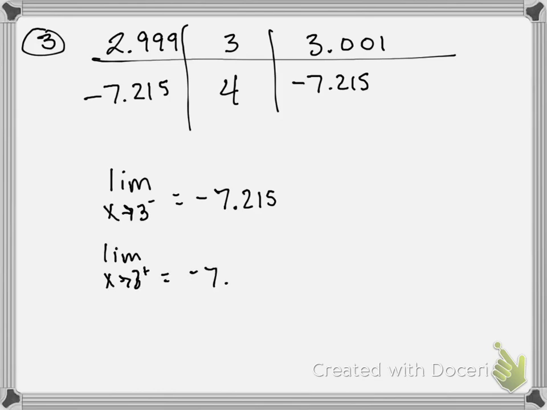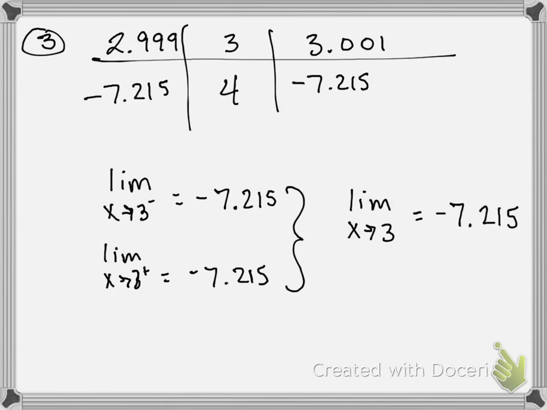Okay. Do these limits match? Yes, so the limit as x approaches 3 is actually equal to negative 7.215, even though f of 3 is equal to 4. So this is one of those cases where you have a hole there, right? There's still a limit, but it's not continuous.